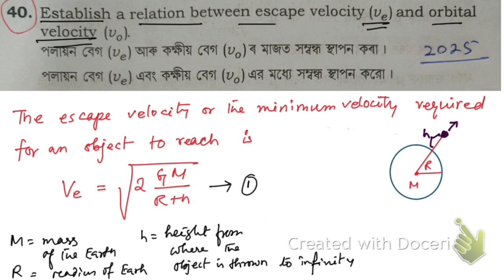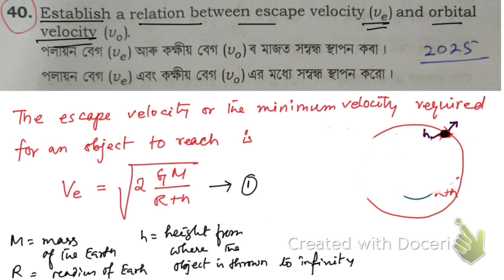Now you see what the orbital velocity is. Suppose this is a satellite revolving in this orbit whose radius is R plus H. In that case the minimum velocity required to maintain this motion at this height is the orbital velocity in this orbit. First let me clean this diagram.